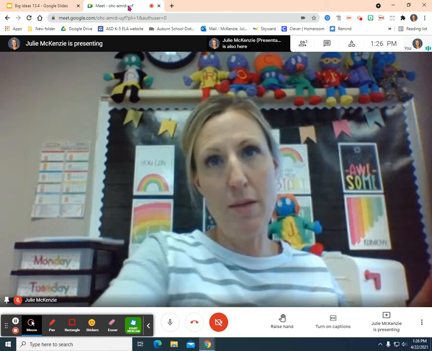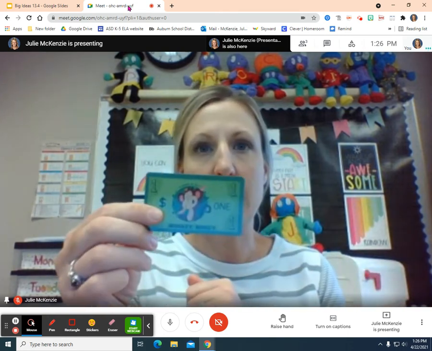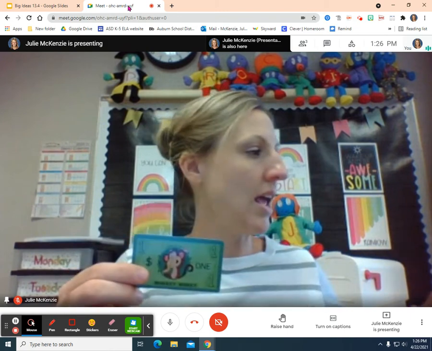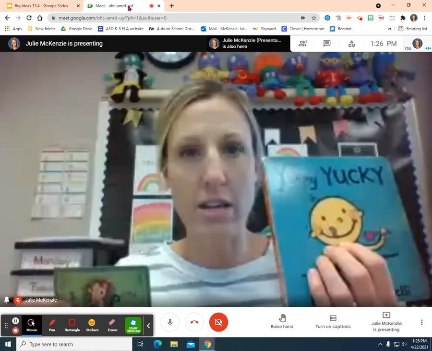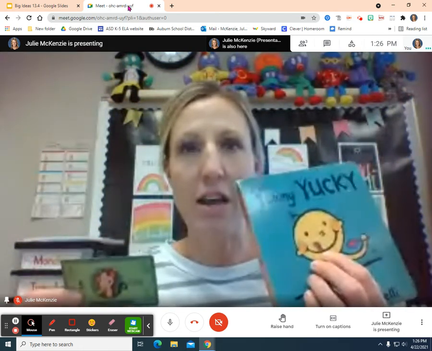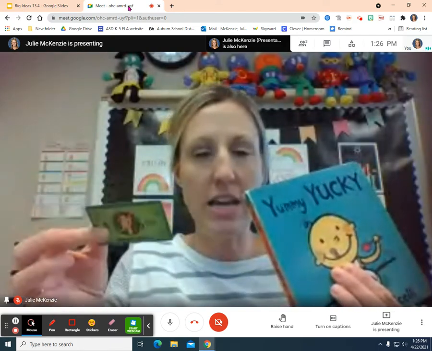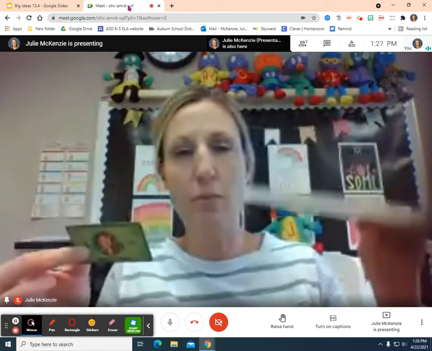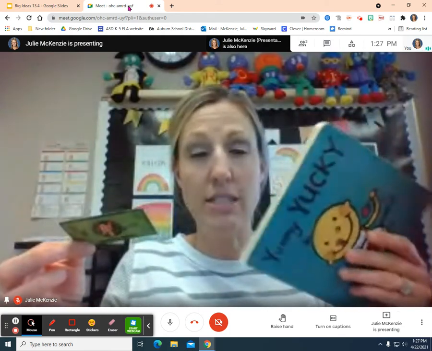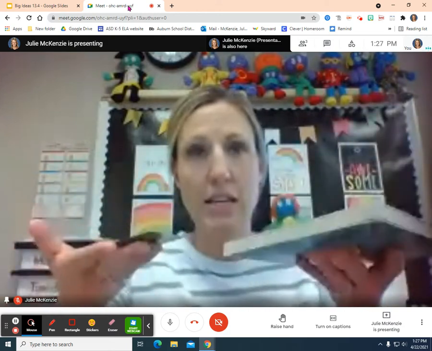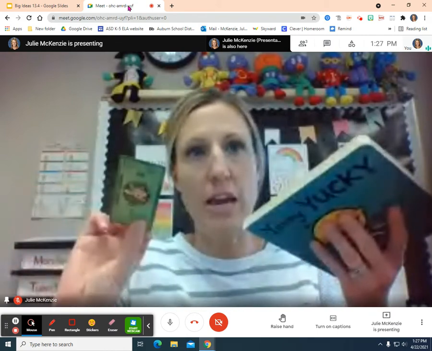Okay, what about this? I have this pretend dollar. It says monkey money on it. And I have this book. It's a board book, Yummy Yucky. Have you ever heard of this book? It's a funny book. All right, which do you think is heavier? Do you think the pretend dollar is heavier? Or do you think my board book is heavier? My board book is heavier. I can feel in my hands that the board book has more weight to it. It feels heavier. This is super light.